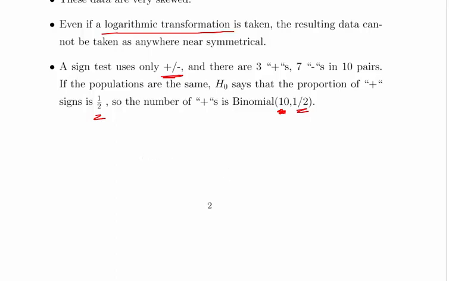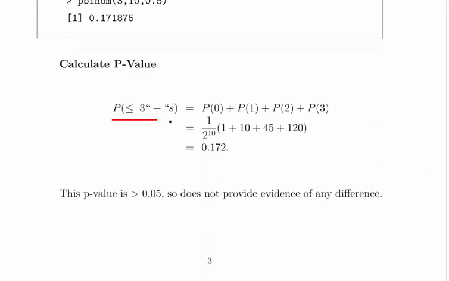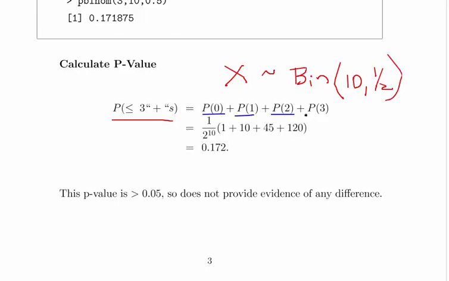So essentially what we're going to do here is calculate a p-value: the probability of less than or equal to 3 positives, given that it is a binomial random variable. So p0 plus p1 plus p2 plus p3, and working that out, that is 1 over 2 to the power of 10 times (1 plus 10 plus 45 plus 120).